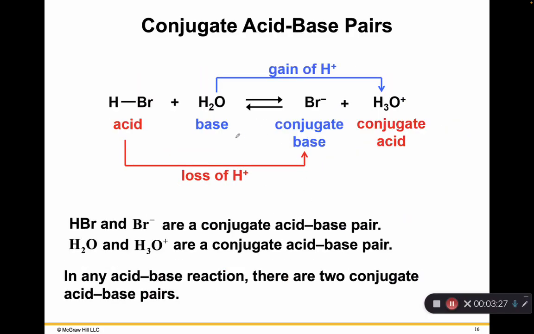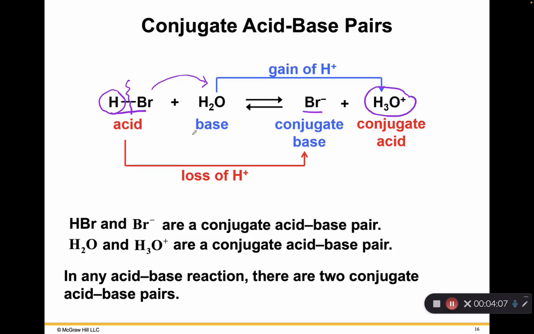Let's see this with a real example. Now I bring in hydrobromic acid, HBr, and I react that with water. So this is an acid, meaning I can give away that H plus. When I lose that H plus from HBr, I will have a leftover of Br minus. This is a conjugate base. Water is a base. After gaining that H plus from the acid, it will form a conjugate acid. It will form the hydronium ion.